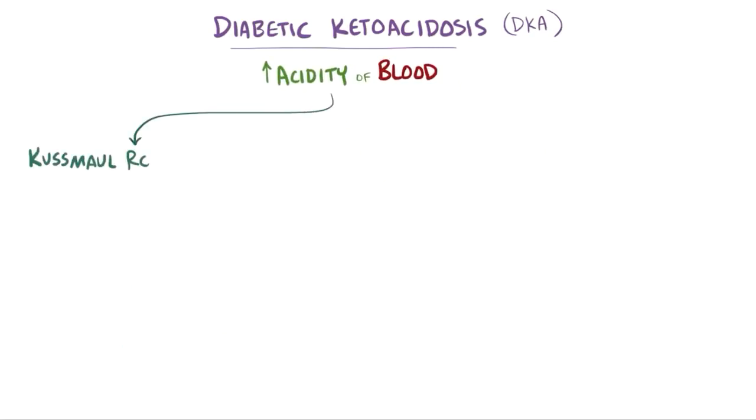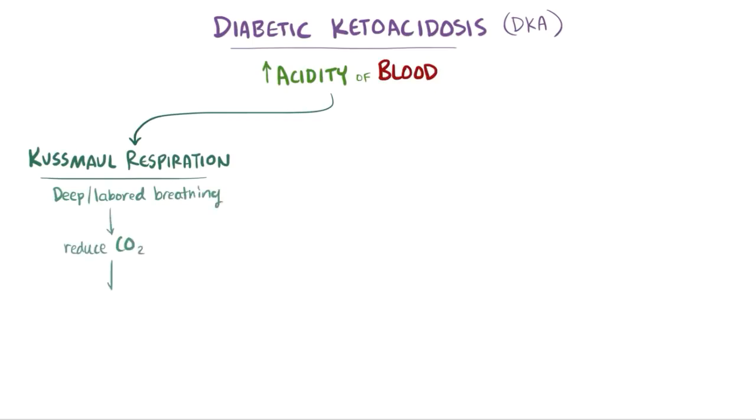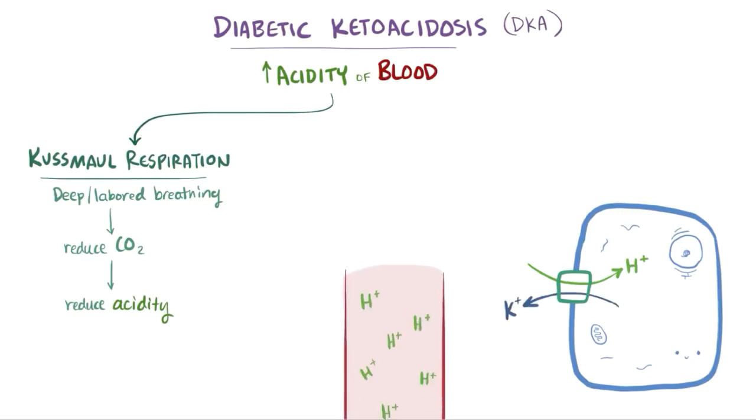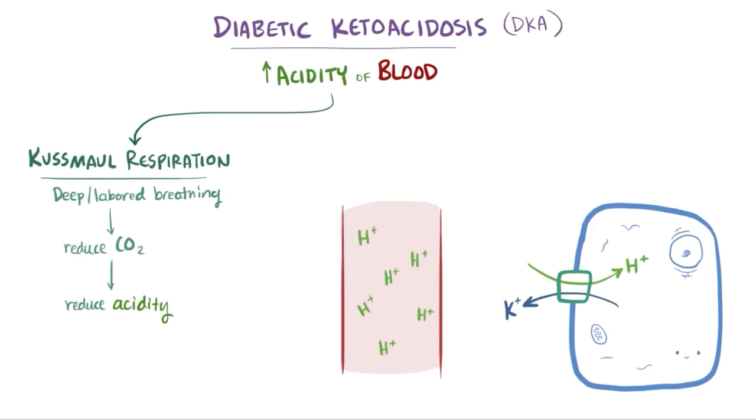Individuals can develop Kussmaul respiration, which is a deep and labored breathing as the body tries to move carbon dioxide out of the blood, in an effort to reduce its acidity. Cells also have a transporter that exchanges hydrogen ions, or protons, for potassium. When the blood gets acidic, it's by definition loaded with protons that get sent into cells while potassium gets sent into the fluid outside cells.